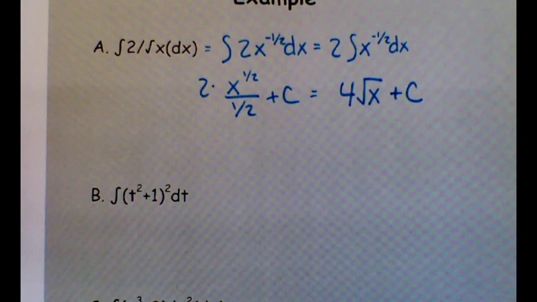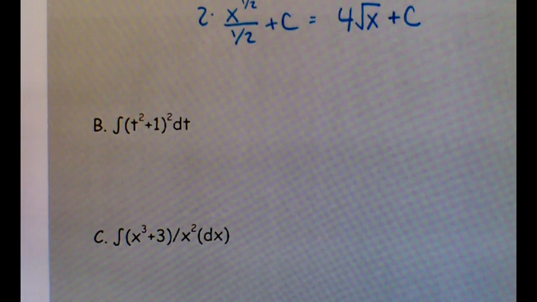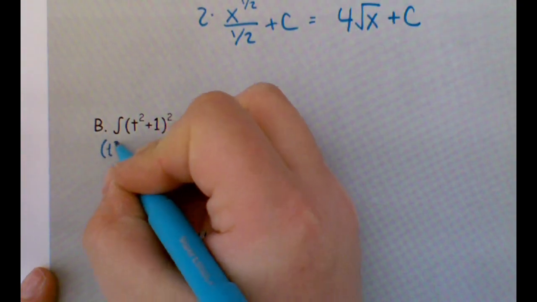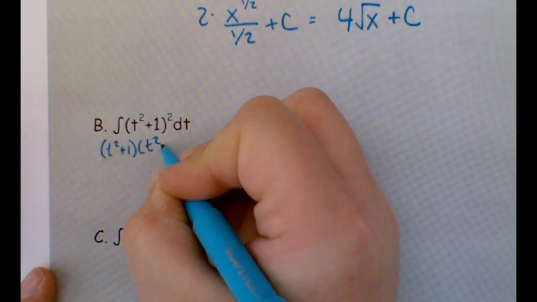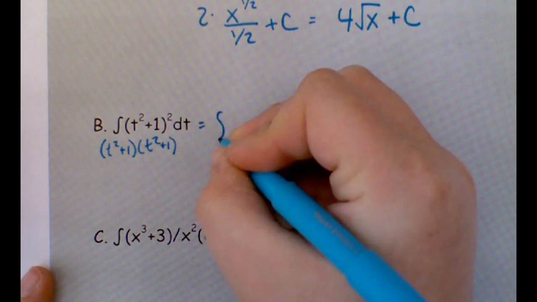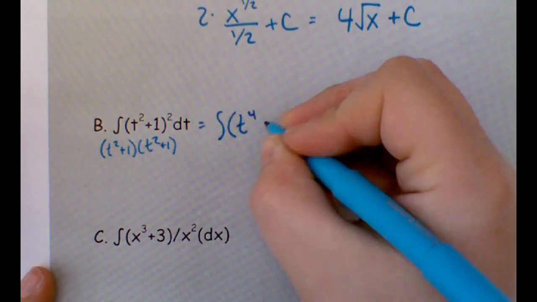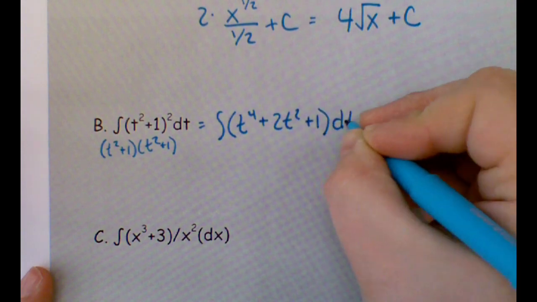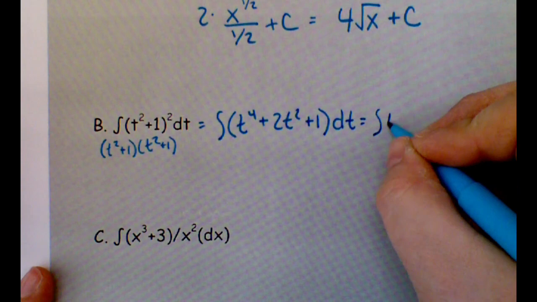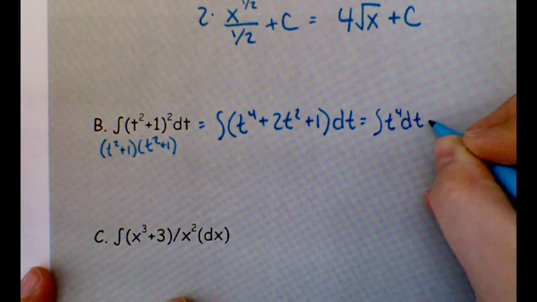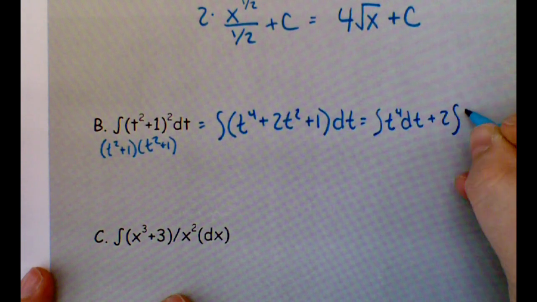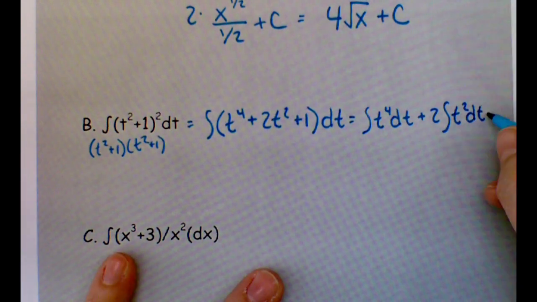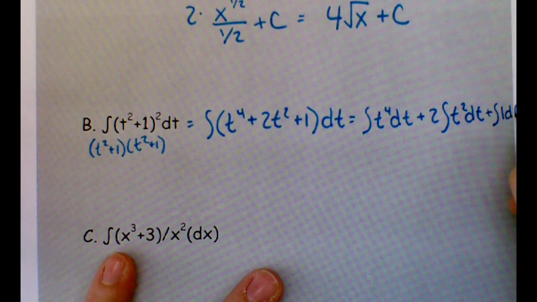And there we go. For b, this antiderivative, well, let's multiply that out. T squared plus 1 times t squared plus 1. So we have the antiderivative of t to the 4th power plus 2t squared plus 1 dt. And then we'll separate that out: t to the 4th power dt plus 2 antiderivative of t squared dt. I just took that 2 right out front right away, plus the antiderivative of 1 dt.